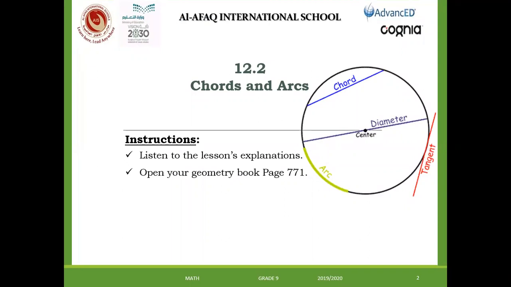Today we are going to learn geometry, lesson 12.2, Chords and Arcs. The instructions: listen to the lesson's explanations. Open your geometry book, page 771, for reference while explaining the lesson.